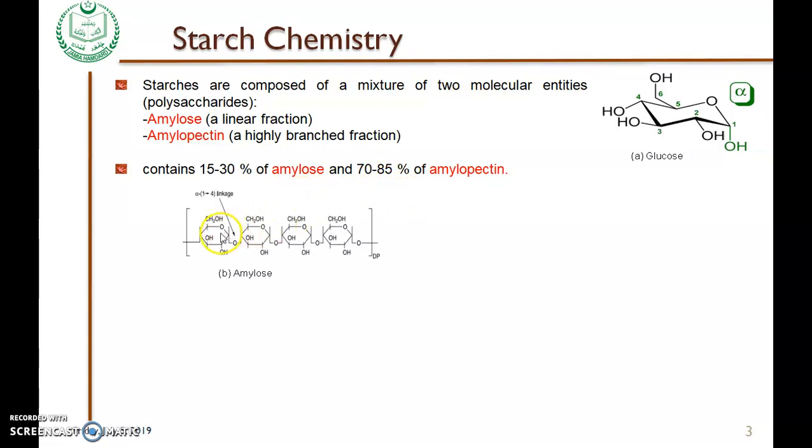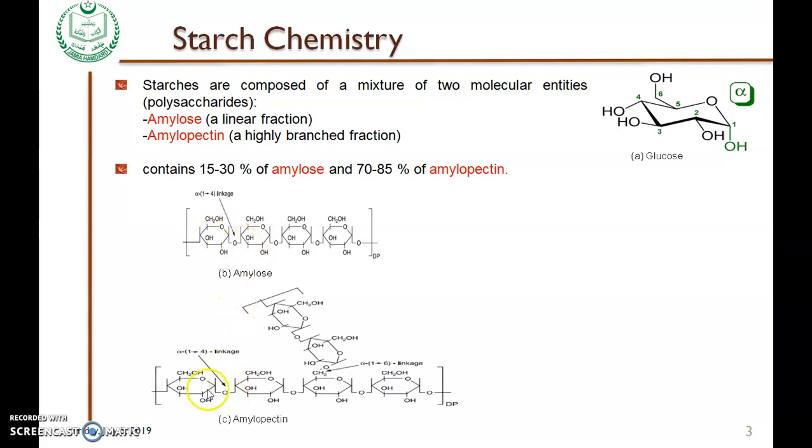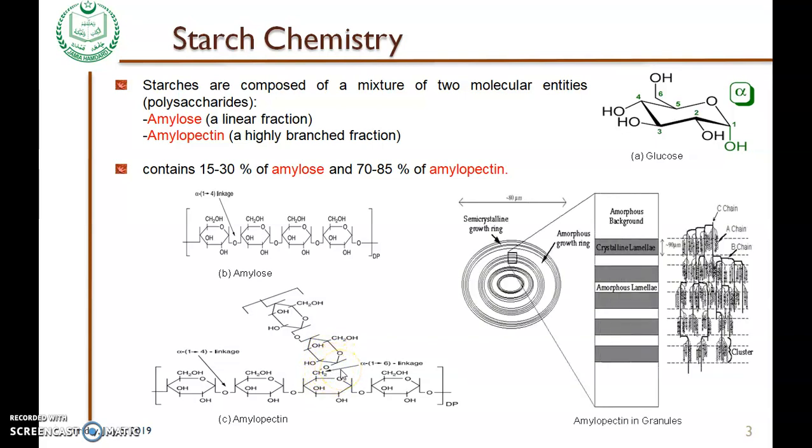So what is amylose? Amylose is a linear chain of glucose, and it is linked by alpha 1,4 glycosidic linkages. You could see from here that each glucose subunit is linked by alpha 1,4 glycosidic linkages. Amylopectin contains alpha 1,4 glycosidic linkages as well as alpha 1,6 glycosidic linkages. You could notice from here that the glucose units where there is a branch are linked by alpha 1,6 glycosidic linkages. And these amylopectins are arranged in the form of amorphous lamellae and crystalline lamellae.